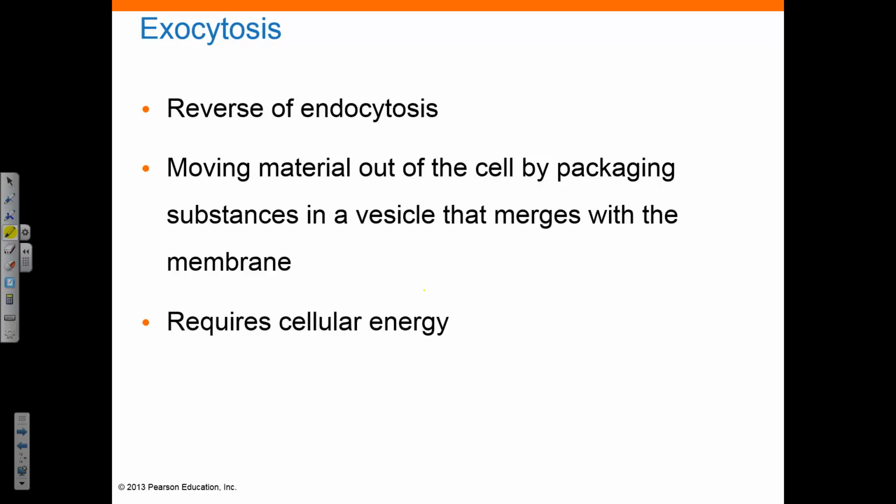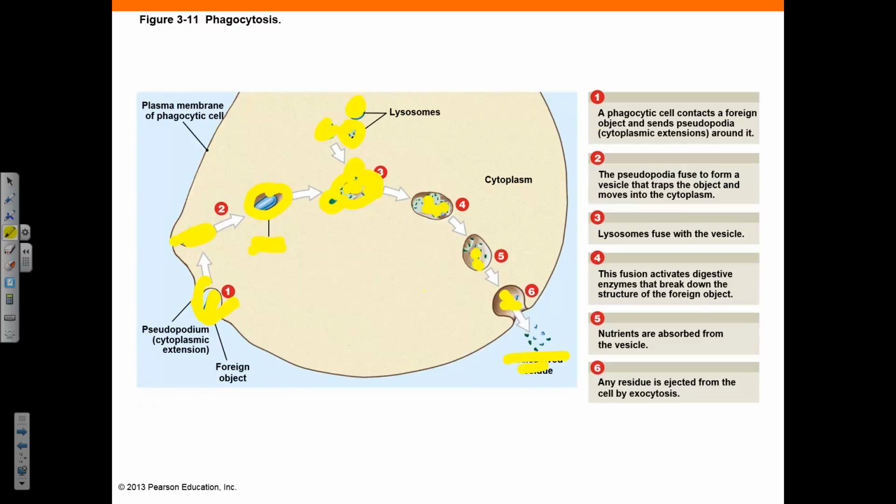Exocytosis is the reverse of endocytosis. In this process, material is moved out of the cell through the use of vesicles that merge with the plasma membrane. This process also requires cellular energy. Some common materials that exit the cells via exocytosis include waste products, mucus, and hormones. So again, if we go back to the previous slide, we can see that here, where this vesicle is being brought to the cell membrane and then its contents are being released into the extracellular fluid, that would be the example of exocytosis.